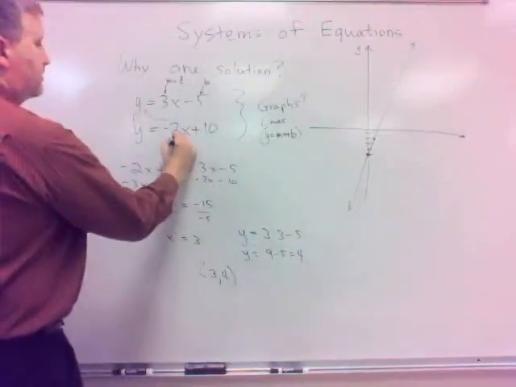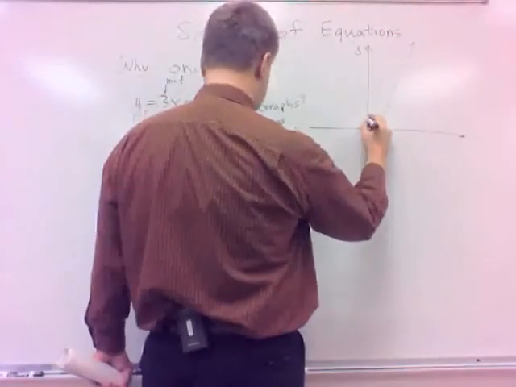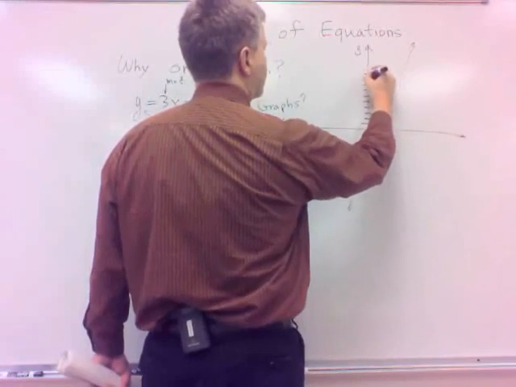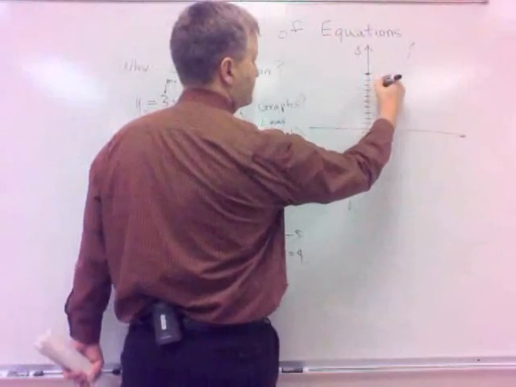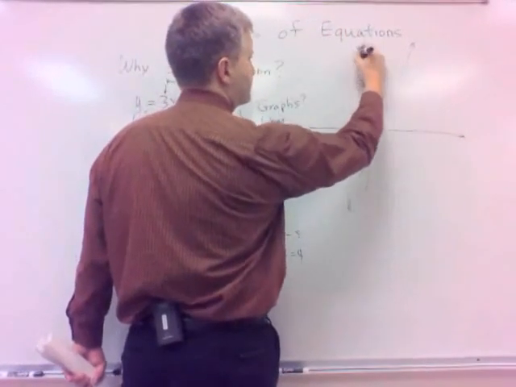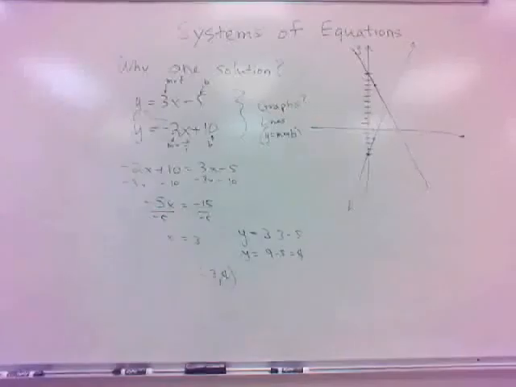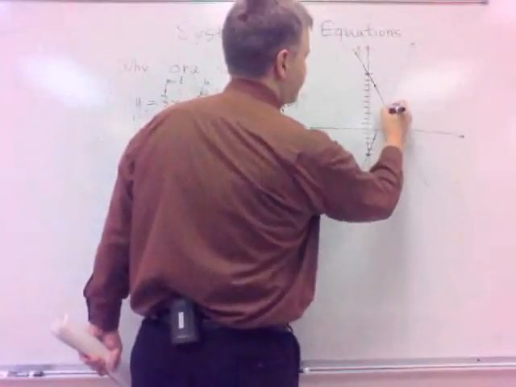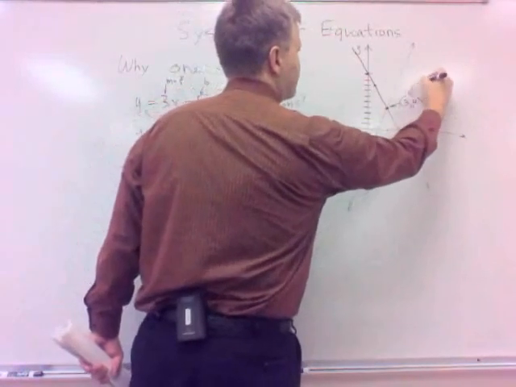Now the other one, I've got slope negative 2, y-intercept 10. Its slope is negative 2 over 1, so let's go down 2 and run 1. So that's there. And hey, look at that. Guess what? They cross. Guess where they cross? At (3, 4). This intersection point is the solution to the system.